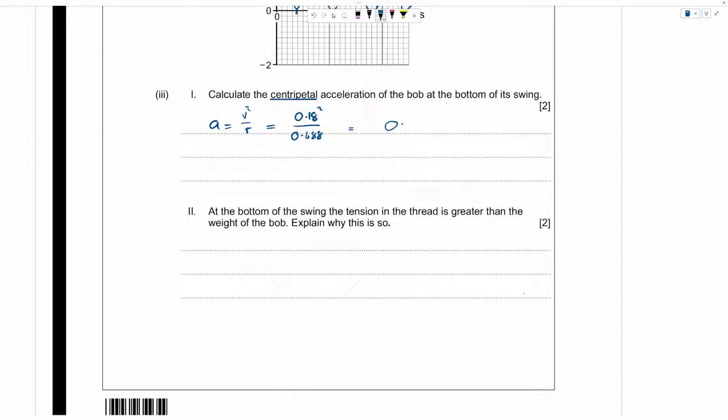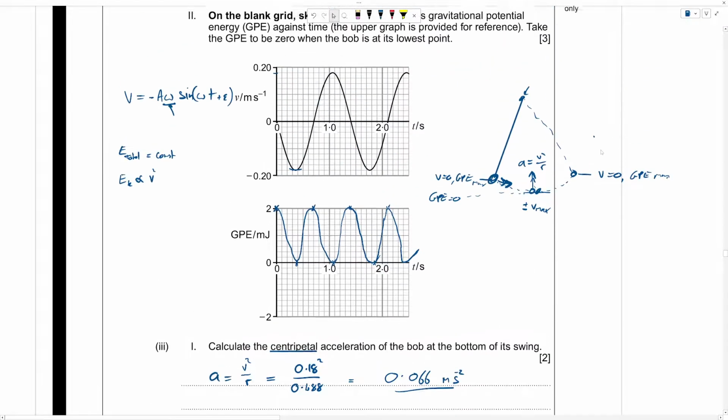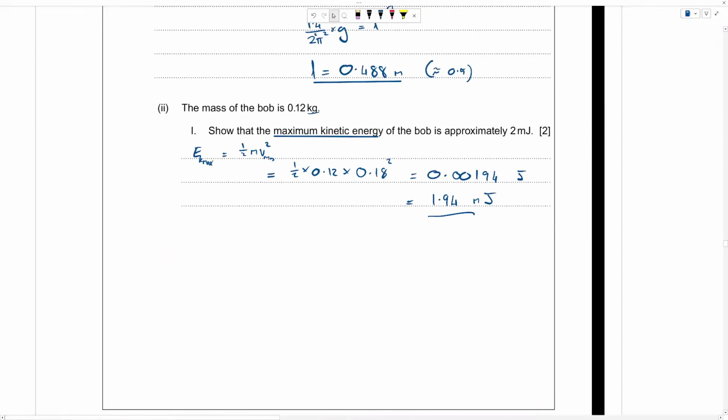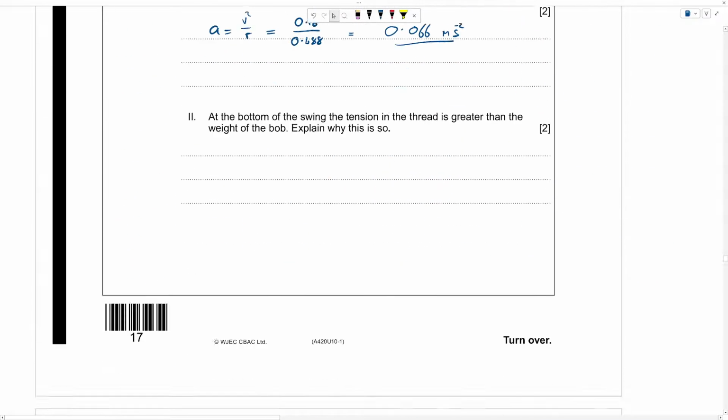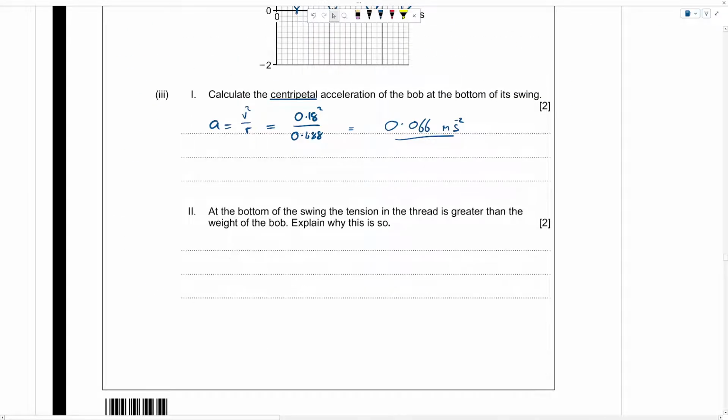That gives 0.066 meters per second squared. Sorry, I just wanted to check that. Yep, that was the right length. So that's the acceleration.